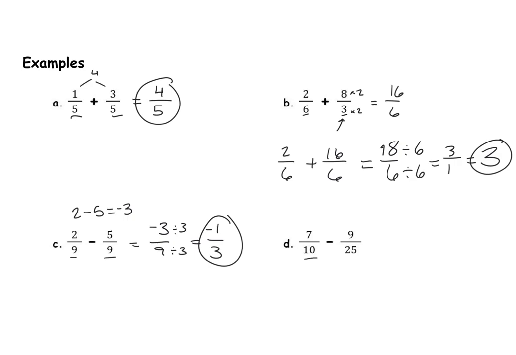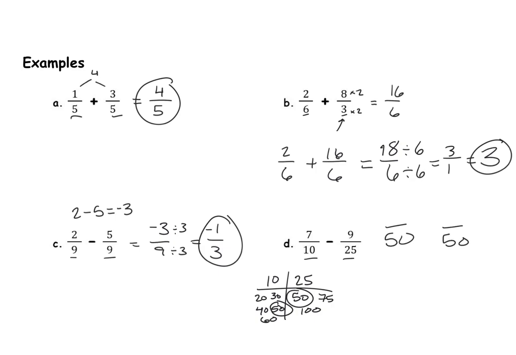For letter D, my denominators are not the same. Okay, I'm going to think, right, what could be a common denominator I could get to. So obviously here would be 20, 30, 40, 50, 60. For 25s, 50, 75, 100, I don't have to go even that far because we have a match with 50. So I'm going to change both of these to have a denominator of 50.